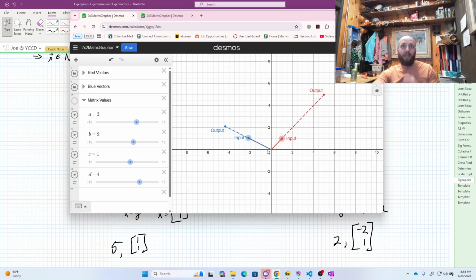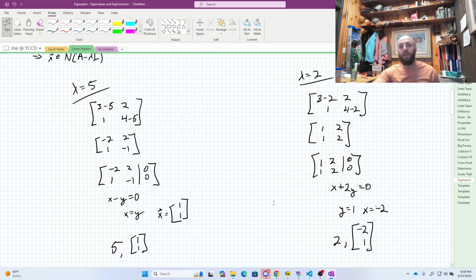Cool. That one worked. This guy, if I put this back over here, that's negative 2 over 1 up. Exactly right. And that got doubled in length. Cool. That's exactly what I was expecting to see. This just went ahead and worked.